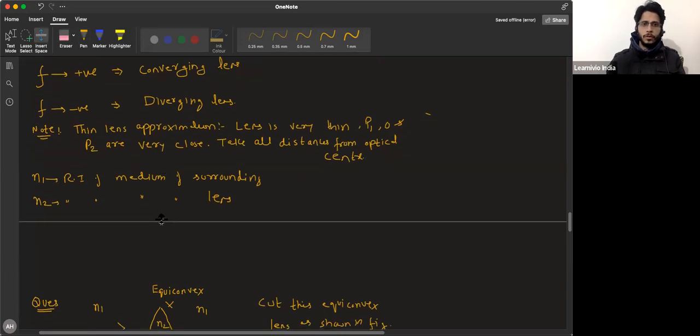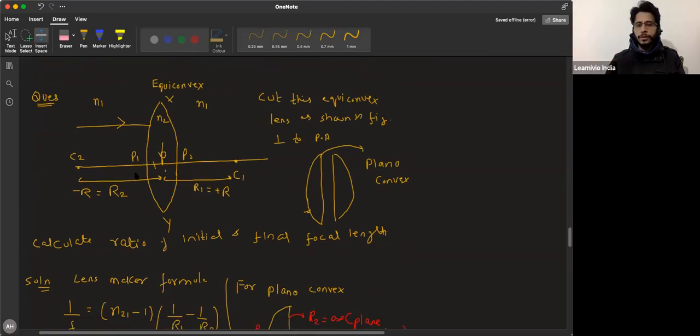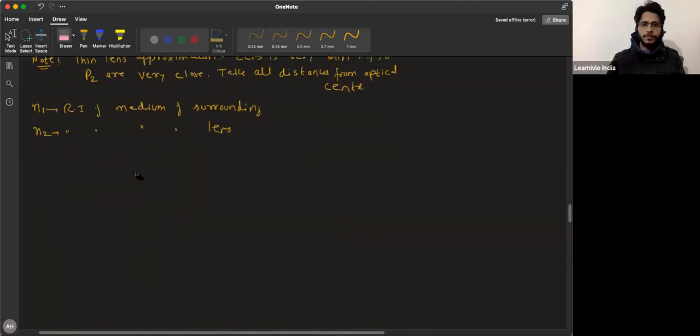Let's do one formula based numerical. This will just clear how to use this lens maker formula.